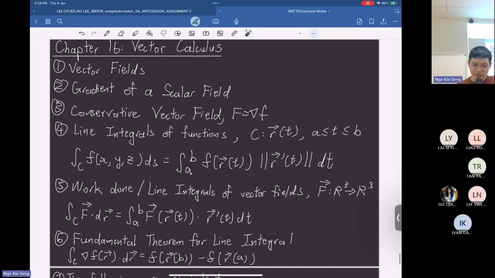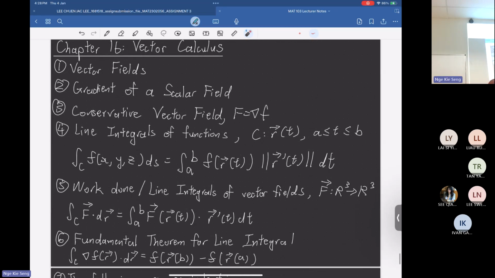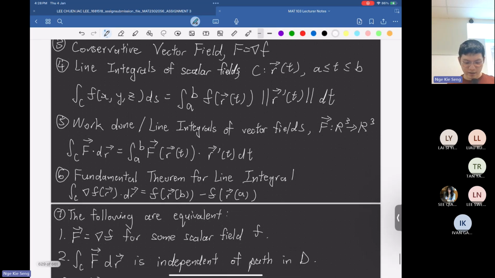Number 4. What we learned is line integrals of scalar fields, which we have discussed just now. And then we have work done, the work done by a vector field, which is a line integral of a vector field. And then number 6, we have the fundamental theorem for line integrals.